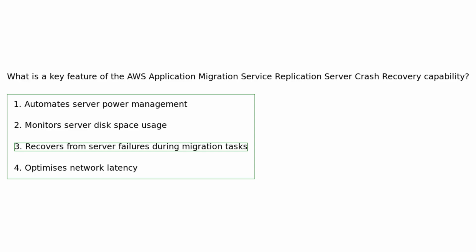The AWS Application Migration Service Replication Server crash recovery capability recovers from server failures during migration tasks, providing resilience and reliability during the migration process to avoid data loss and disruptions.